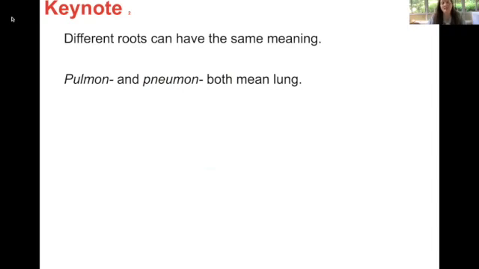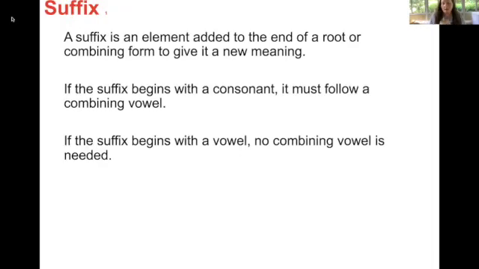Different roots can have the same meaning. So pulmon and pneumon, there you go, I should say pneumon. Both of these mean lungs. So chances are you've heard the word pneumonia, that's an infection in your lungs. That's because of that root word. Pulmonary tends to also have to do with your breathing, your respiration, your lungs. And so knowing that you might have completely different words that have the same meaning, that's the big thing to remember.